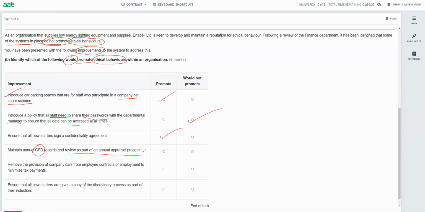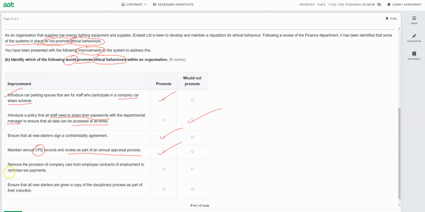So that will definitely be part of your performance appraisal, and if this is part of it, that will definitely improve or promote the ethical behavior. Because if someone has done everything, they expect it to be part of their appraisal as well, because they have learned many new things through the CPD and done a lot of training, so that should be appreciated by the company. So if the company does that, they will feel it is more fair, and that will promote the ethical behavior.